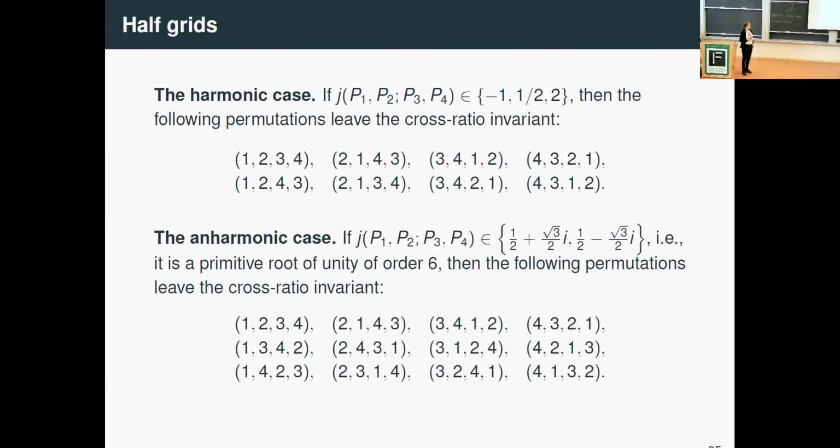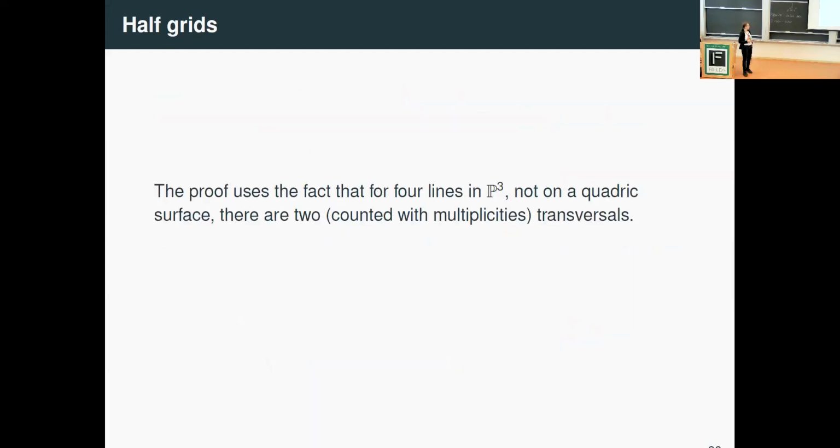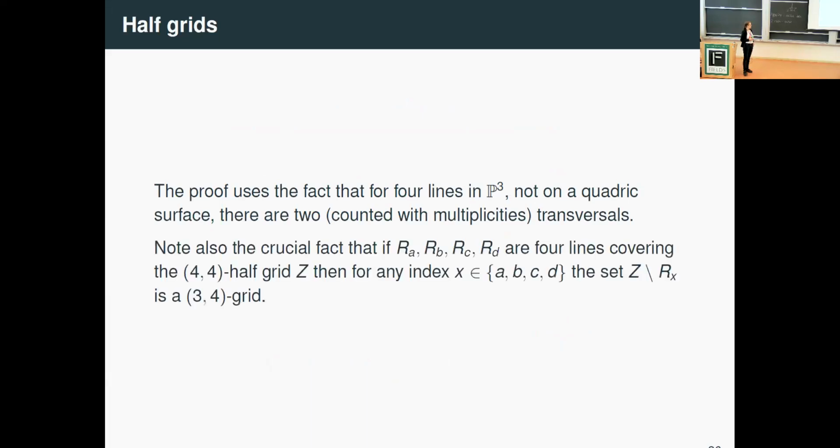So we study how the cross ratio of points on one line is read as a permutation of points on the second line, and so forth. Also, the proof uses the fact that if you have 4 lines in P3 and they are not on a quadric surface, then there are 2 transversals of these lines. And also, what is very useful is that we can use a result from previous considerations.